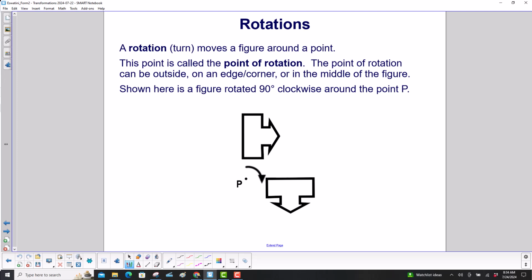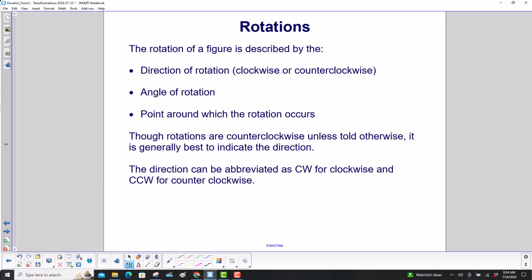Shown here is a figure rotating 90 degrees clockwise around the point P. Here's P, here's your clockwise rotation, and the arrow was pointing that way, now it's pointing this way. That is a rotation.